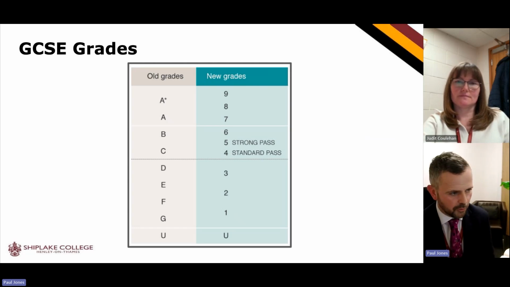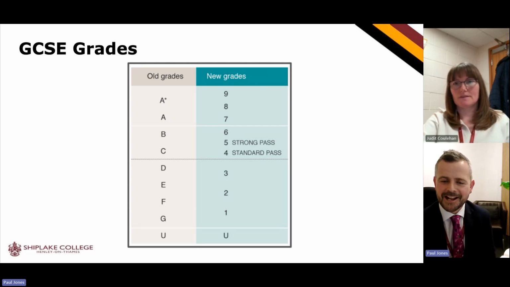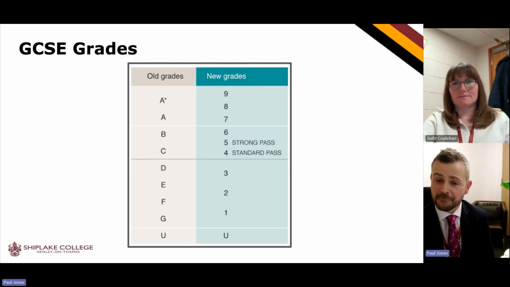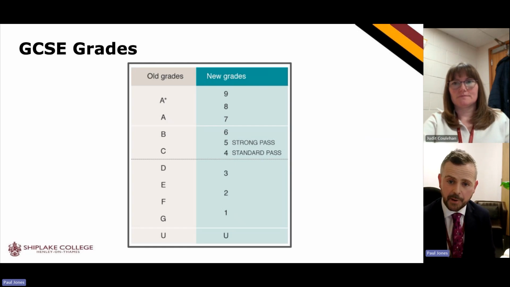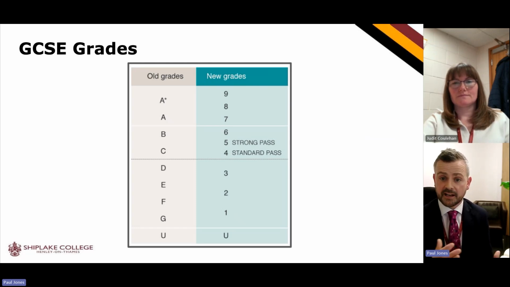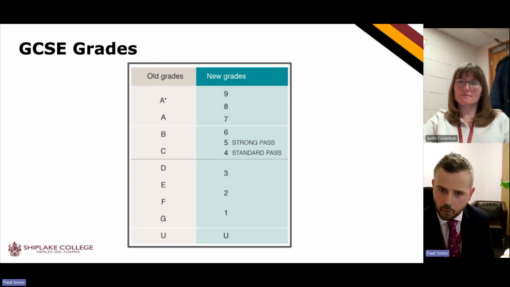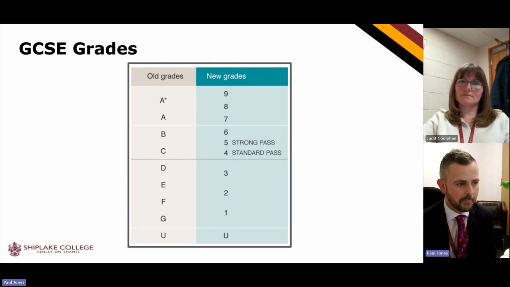Pupils will still get a grade, of course. We won't talk too much about that. Let's focus on the pass grade. So a grade 4 is recognised by the government as a standard pass, but a grade 5 is considered a strong pass. And for entry into our sixth form, it's 5s that we consider strong passes. But I hope that's a useful reminder for some parents.